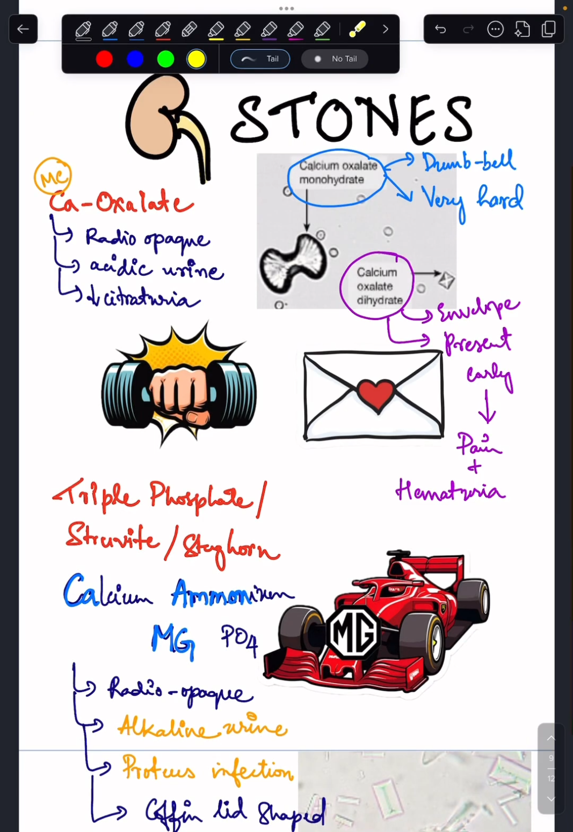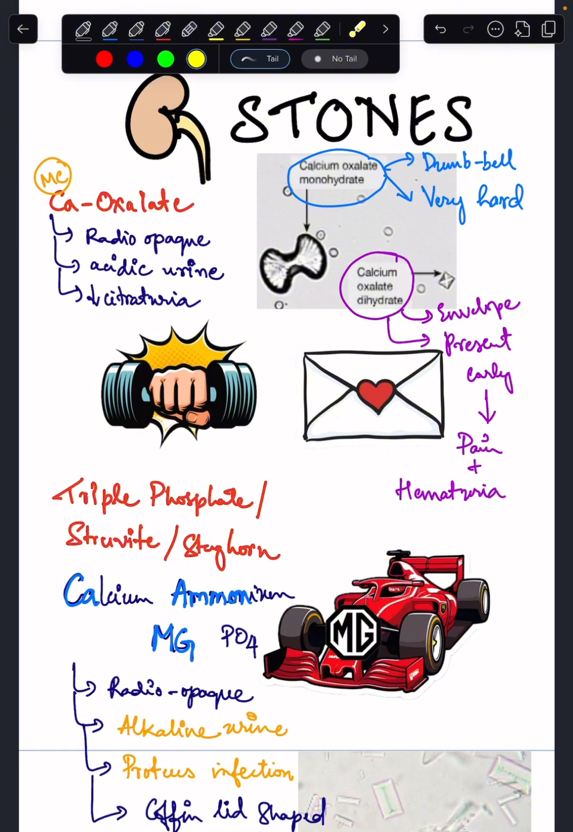So the precipitating factors for calcium oxalate stones are acidic urine and hypocitraturia. We have two types of calcium oxalate stones, monohydrate and dihydrate. The calcium oxalate monohydrate stones are dumbbell shaped and they are very hard, whereas the dihydrate ones are envelope shaped and they present very early with pain and hematuria.